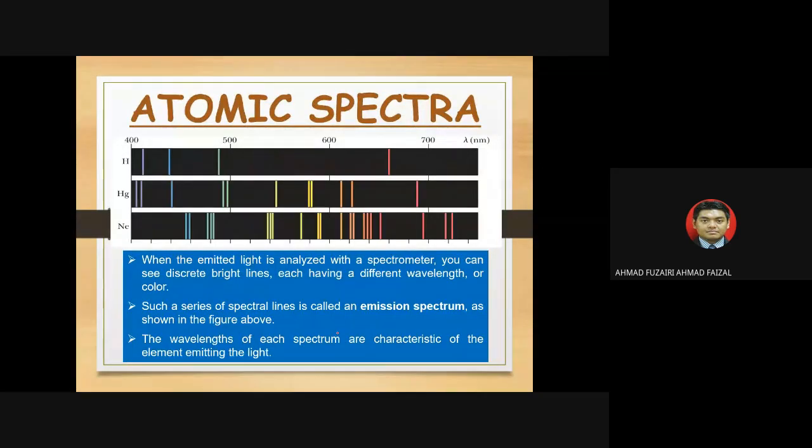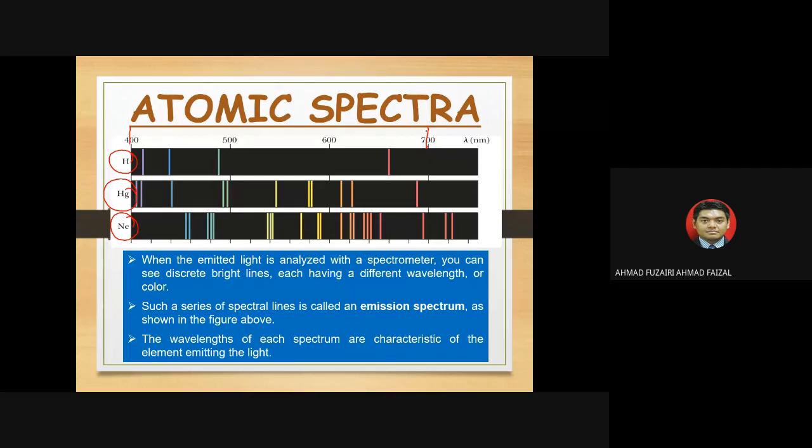Okay, so this is the atomic spectra. What is atomic spectra all about? When you have different elements, for example hydrogen, mercury, and neon, you can look at the visible range from 400 nanometers to 700 nanometers. Each element will have a different spectrum. The emitted light is analyzed with a spectrometer, so this is one using a spectrometer when you want to see the spectrum of the light.